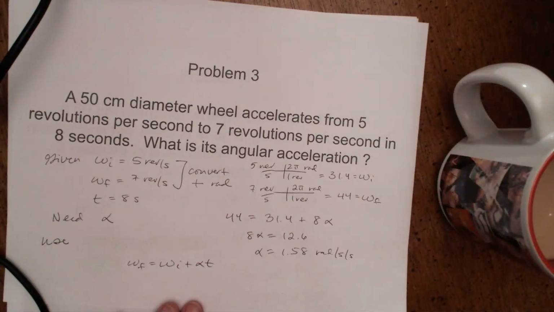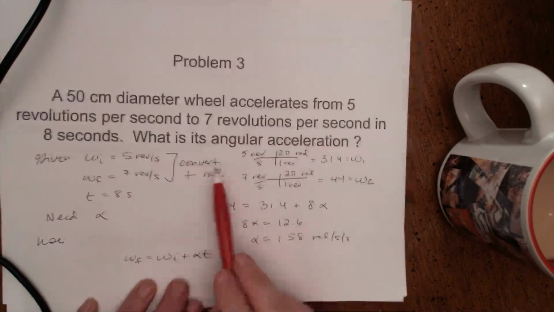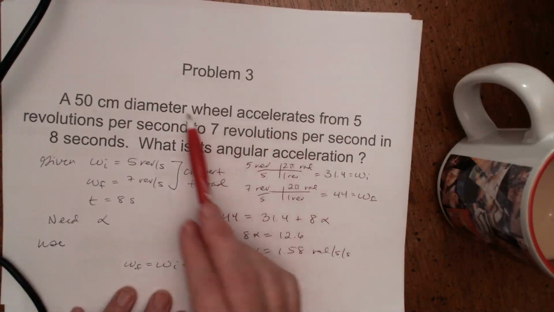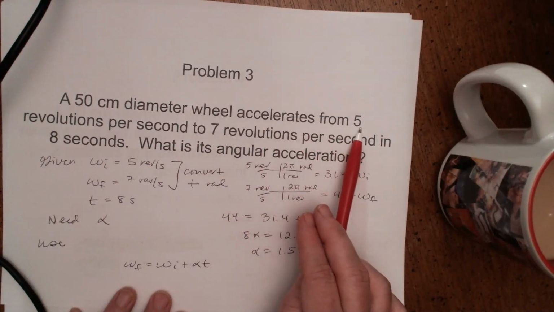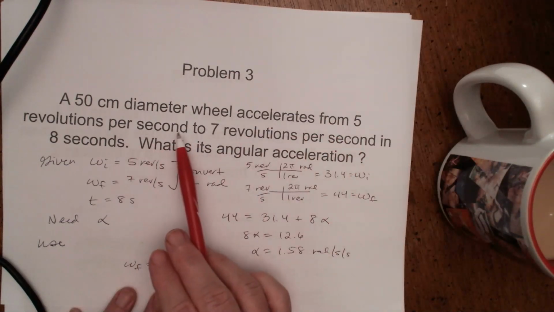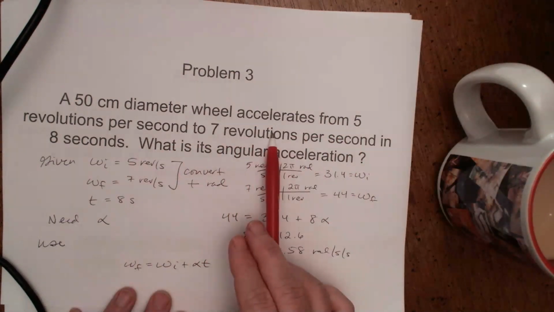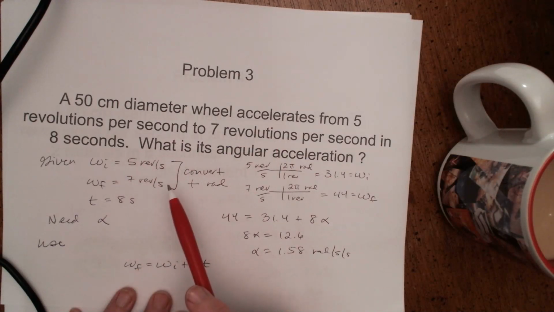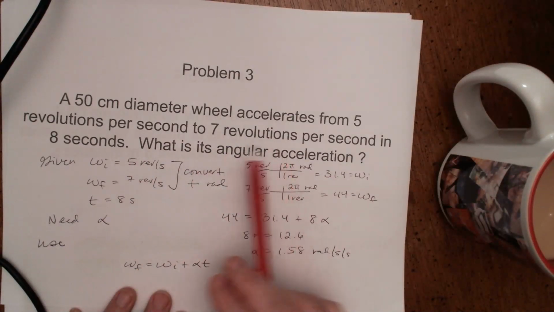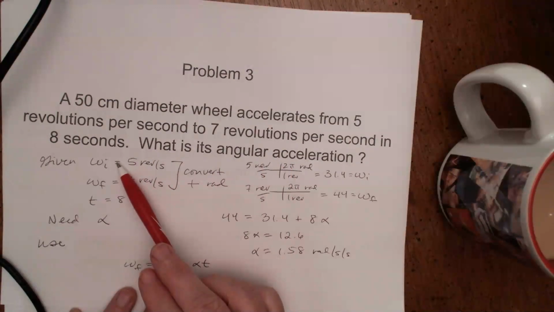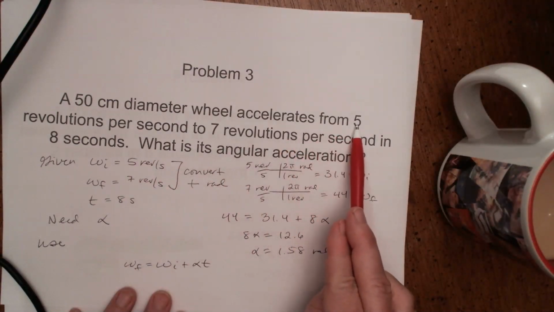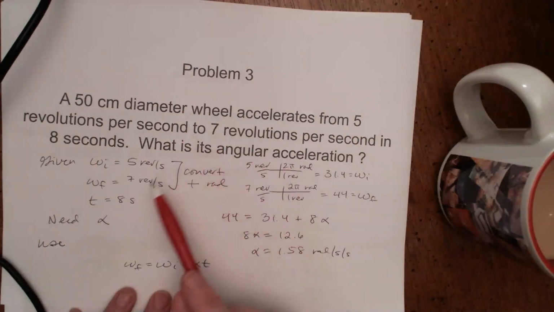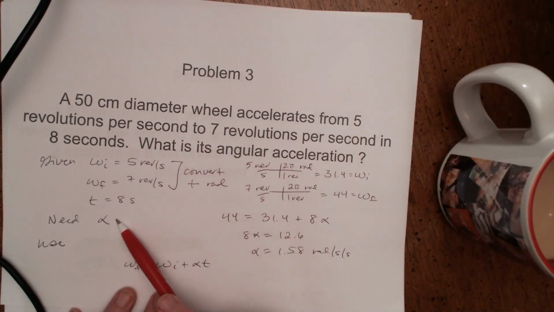Okay, different wheel this time. So, all right, so now we've got a 50 centimeter diameter wheel. It accelerates from, so remember from and to are clue words, from 5 revolutions per second to 7 revolutions per second in 8 seconds. What is its angular acceleration? So we're given our initial and final angular velocity. That's our from initial to final. We're given time. We want alpha.